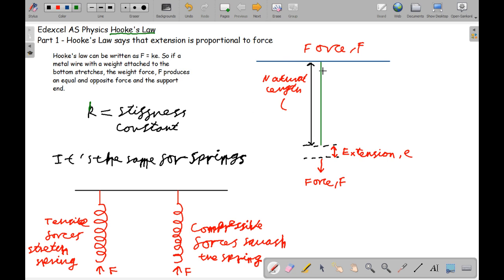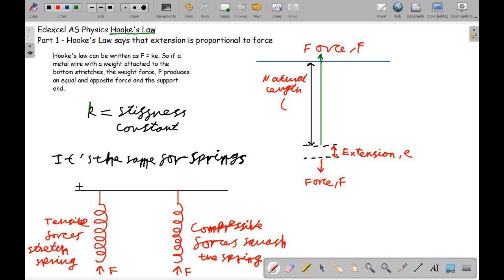Hooke's law can also apply to springs, but first we'll have a look at the generic diagram. This is the force F that I was talking about earlier, and the force F is equal and opposite at both ends. The natural length is what the wire was before I started putting the weight on it, and the extension is how much it has stretched by, according to the stiffness constant and how long the extension actually is.